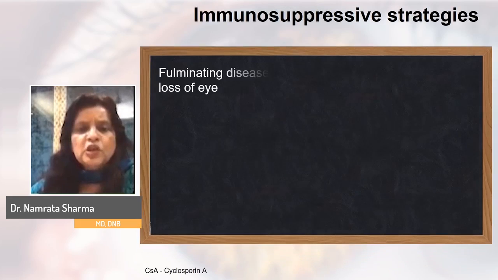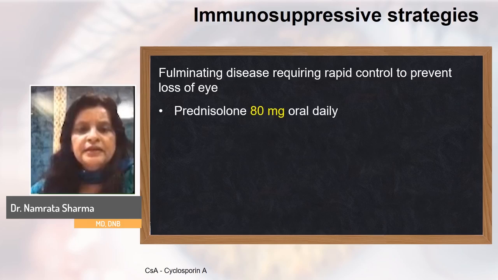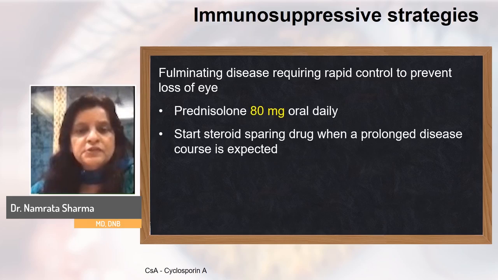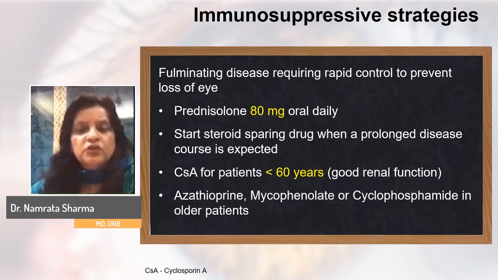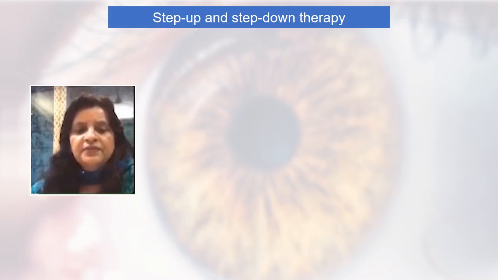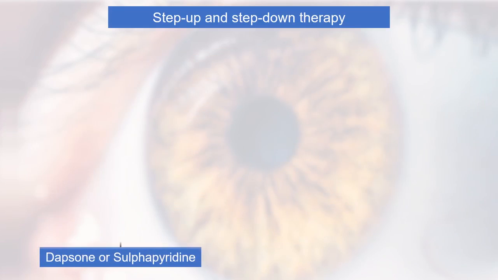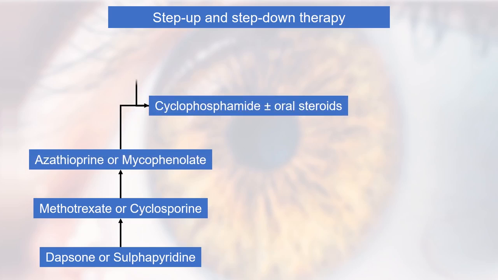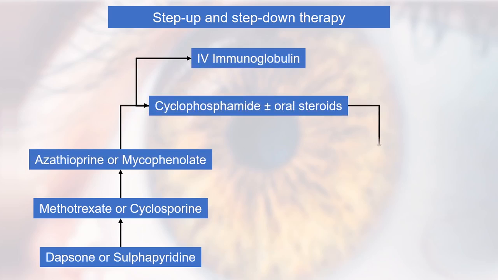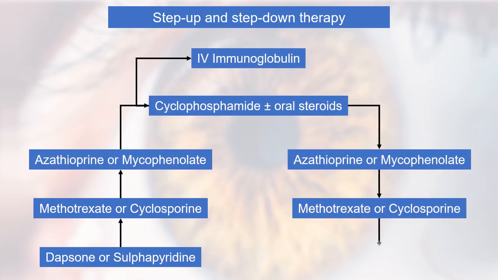So start with prednisolone 80 milligrams daily, and start a steroid sparing drug when you expect prolonged disease. So you can start cyclosporin A for patients less than 60 years and azathioprine, mycophenolate or cyclophosphamide in older patients. And this is the step ladder pattern which has been described by Dr. John Dart. So you start with dapsone, go to methotrexate, then azathioprine, then cyclophosphamide, and then you can even start IV immunoglobulin if it doesn't respond.